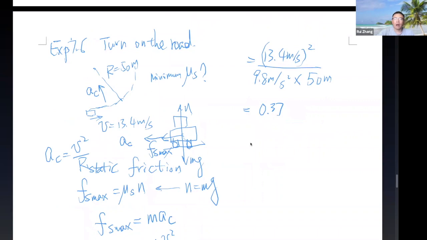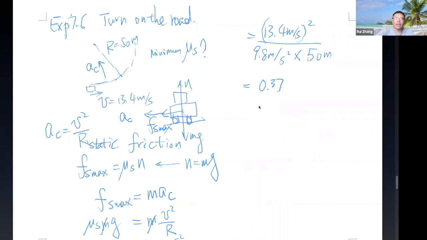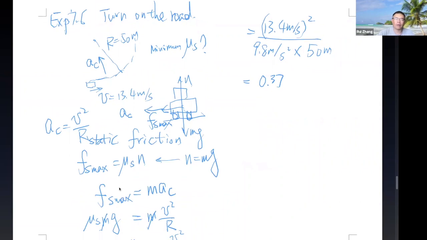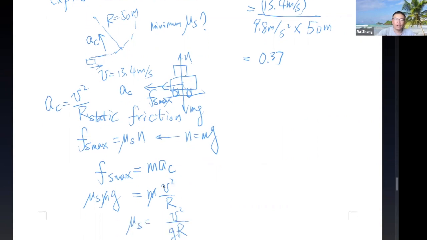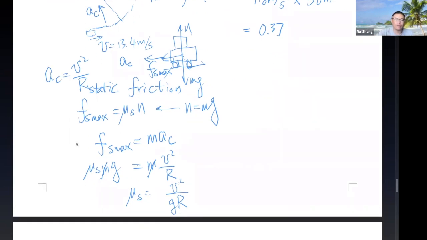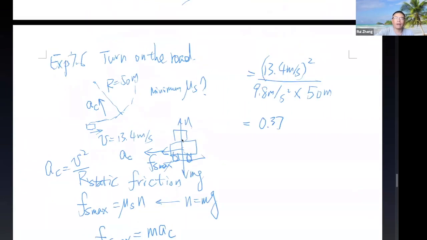Now, certainly the larger mu s you have, the better, because then you may not need to reach this maximum static friction to provide this acceleration. Well, in this case, notice the acceleration is fixed, right? It's this much. So when mu s is larger, you have this side larger, but in that case, you do not need to use the maximum static friction. You can use something a little bit smaller. That's certainly fine. So the larger mu s you have, the better, okay?